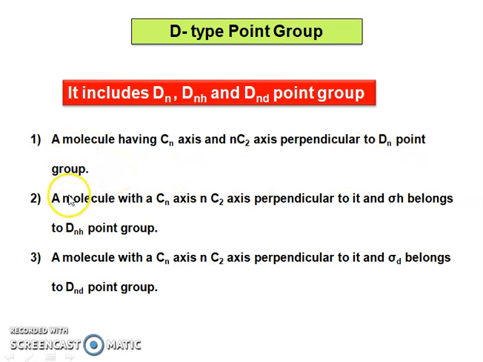Okay. Second point, now we will see molecules with a Cn axis and n number of C2 axes which are perpendicular to it, and one extra sigma horizontal plane, then it belongs to the Dnh point group.